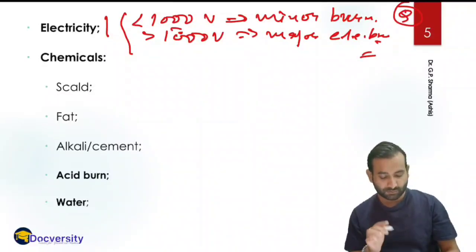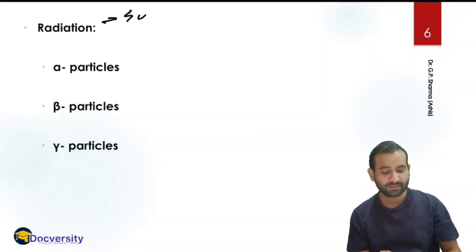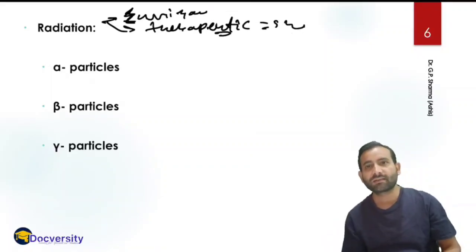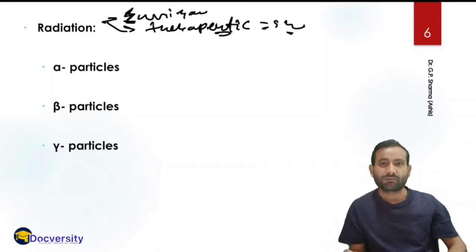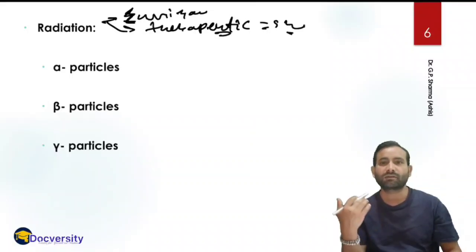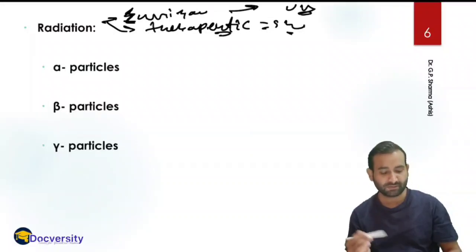After that, let's go to the radiation burn. The sources of radiation may be environmental or therapeutic, radiation exposure in the hospitals. For example, you are doing cancer radiotherapy, or maybe you are staff working in the radiology department in the hospitals. Or environmental, maybe you have UV radiations. So these are the sources of the radiations.